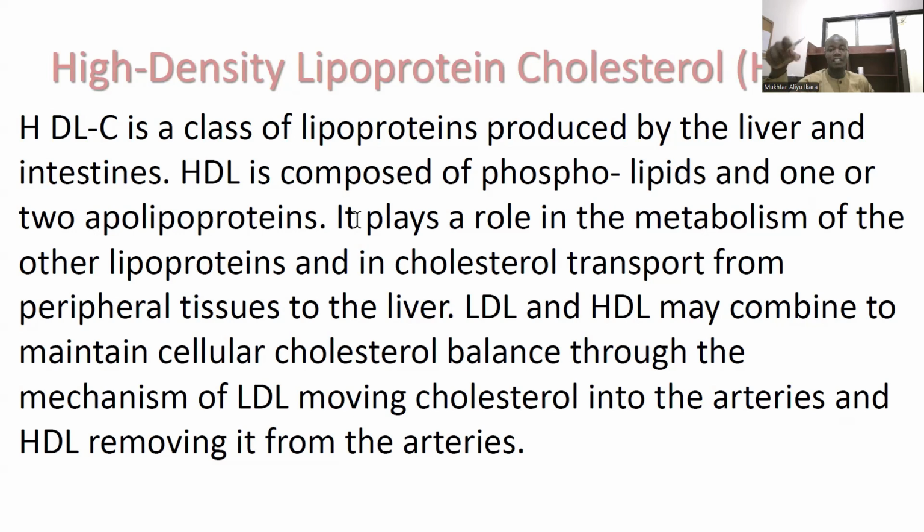The role of HDL is in the metabolism of other lipoproteins and in cholesterol transport from the peripheral tissues to the liver. The most important function of HDL that saves the body from developing heart disease is the transport of cholesterol from the peripheral tissues to the liver. When VLDL transports cholesterol from the liver to the wall of the artery, the HDL will take it back from the wall of the artery to the liver. So it is like a remedy. It is always trying to protect us from the effect of the bad cholesterol.